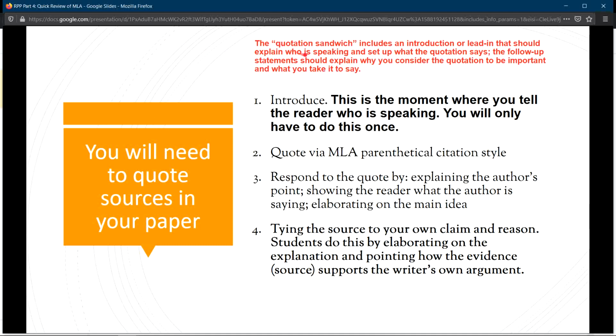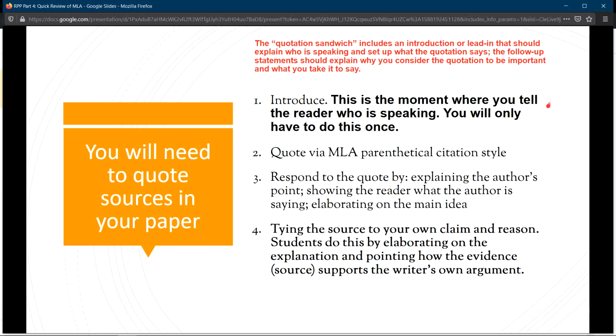So, the quotation sandwich includes an intro or lead-in that should explain who is speaking and set up what the quotation says. The follow-up statement should explain why you consider the quotation to be important and what you take it to say. So that comes back to what I was saying about They Say, I Say. It's important not to just have a quote by itself floating there in the middle of your paper. You want to make sure you introduce the quote, and then after the quote you explain why it's important.